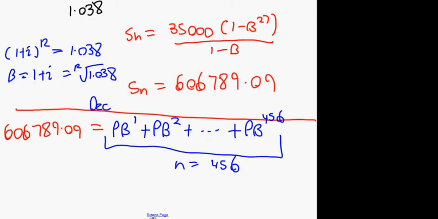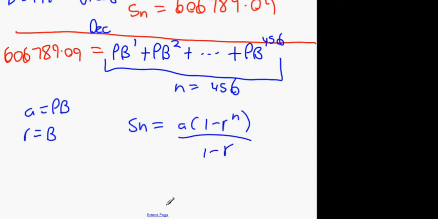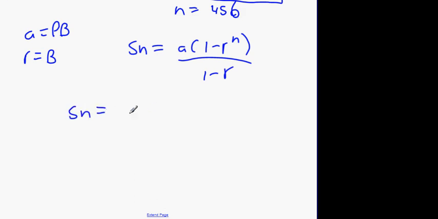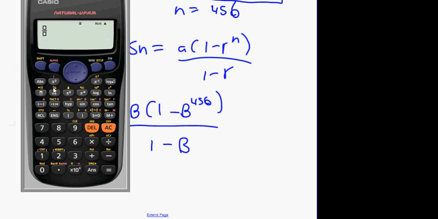So what we're going to do now is use a series. Our A value is PB, our R value is B, our Sn formula is A into 1 minus R^n all over 1 minus R. Therefore our Sn ends up as PB into 1 minus B to the power of 456 all over 1 minus B. This part here is the calculator part, excluding the P. So we put into the calculator B into 1 minus B to the power of 456, close bracket, divided by 1 minus B.